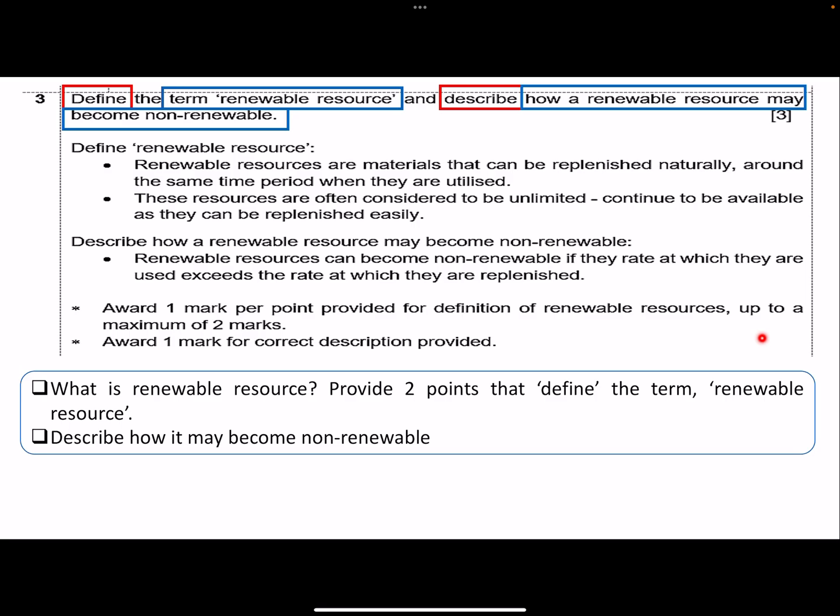Then for describing, what is key? How does it become non-renewable? What we're looking at is these words here: rate at which they are used. If you use it faster than the rate at which they are replenished, it becomes non-renewable. So keep this in mind. This is what we mean when we ask for a define. This is what we mean when we ask for a describe.